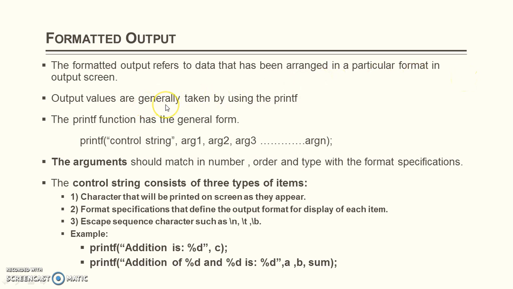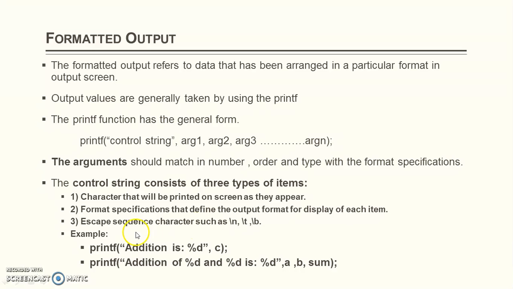Output values are generally produced using the printf function. The printf function has a general form: printf, and within brackets you give a control string, comma, argument 1, argument 2, a list of arguments separated by commas. The arguments should match in number, order and type with the format specifiers. The control string consists of 3 types of items. First, characters that will be printed on the screen as they appear. Second, format specifications that define the output format for display of each item. And third, escape sequence characters such as \n, \t, \b, etc.